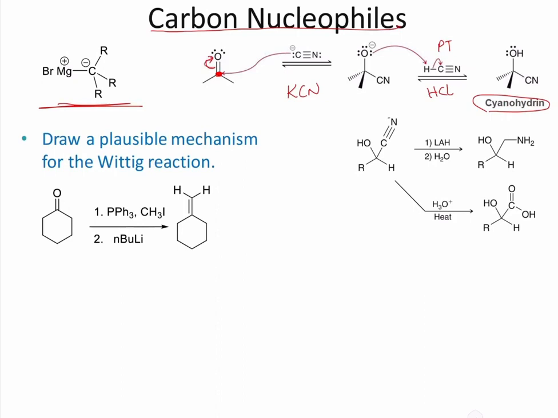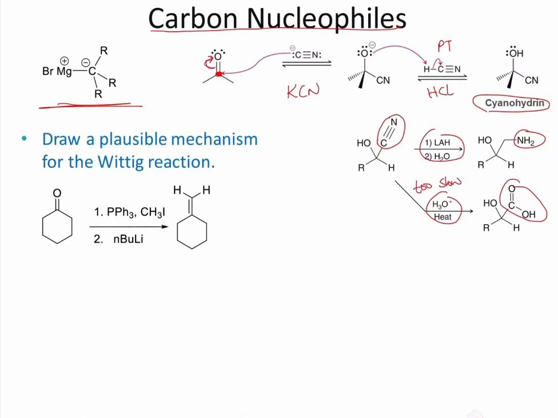The nitrile in the cyanohydrin can be reduced to an amine if we use lithium aluminum hydride followed by water as a source of proton. Or we can oxidize it to carboxylic acid if we do that under acidic conditions. But this reaction is often too slow to be practical.